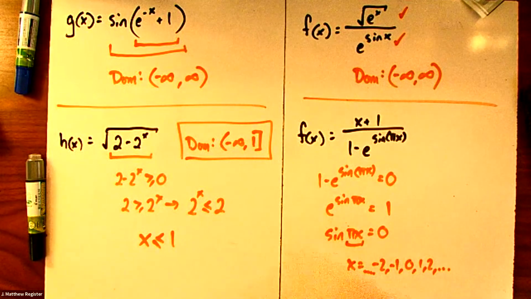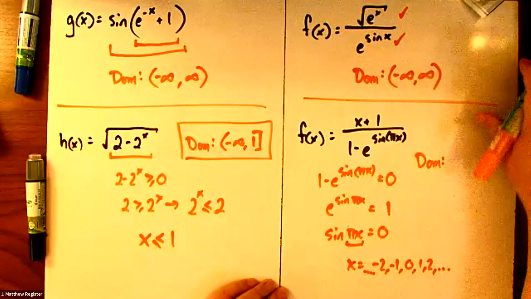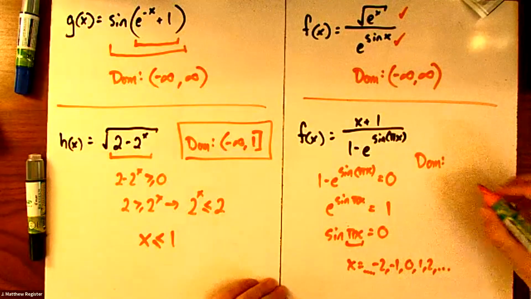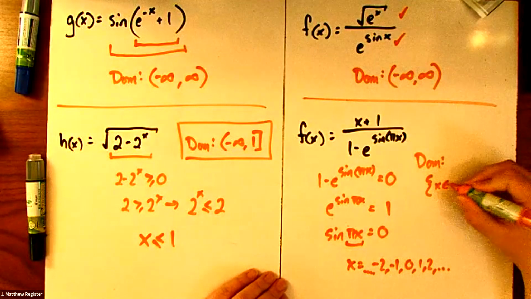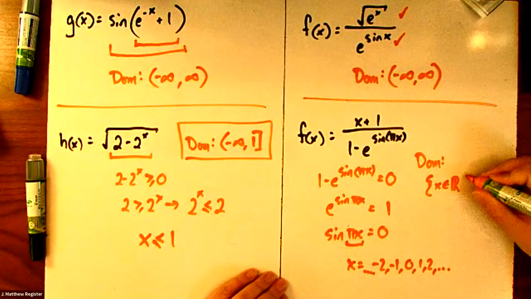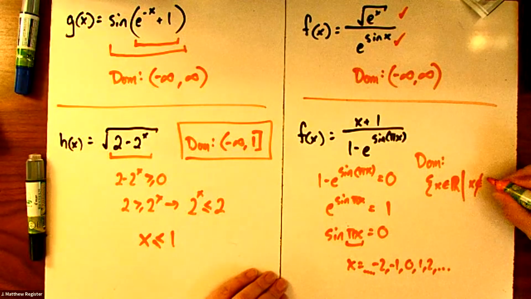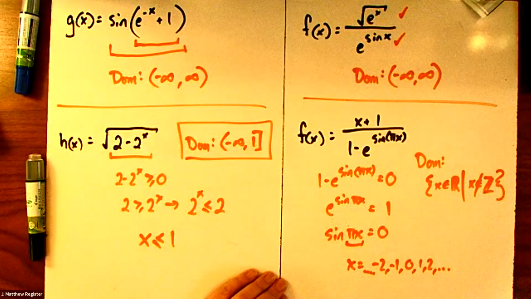And so the domain in this case is not going to be something we can write in interval notation, but we could say that this is the set of all x which are real such that x is not an integer. This is called set builder notation.